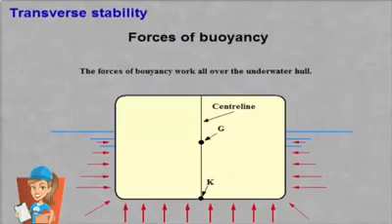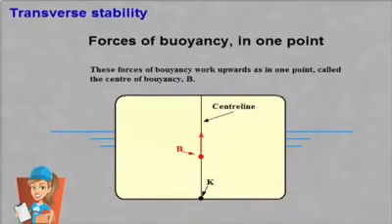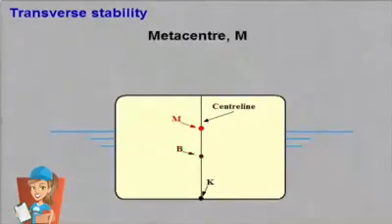The forces of buoyancy work all over the underwater hull. These forces of buoyancy work upwards as in one point, called the centre of buoyancy, B. M is the metacentre of the ship. When heeling, at small angles, the ship will pivot around this point. Its importance and placement will be explained in the next chapter.